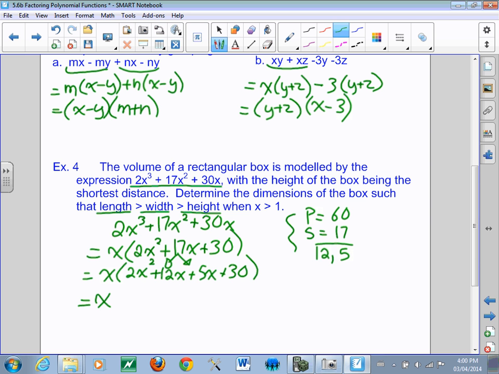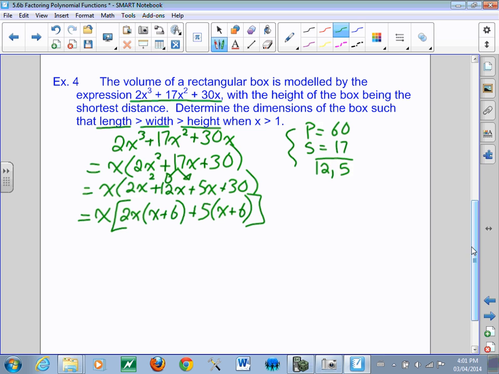Leave the x out front, do a big bracket. What's common in the first two terms here inside the bracket is 2 and x. So we're left with x plus 6. And what's left in the second two terms is 5 and x plus 6. Big bracket at the end. We're getting through this, guys. Although it looks hard, it's not that difficult. So we're going to have x plus 6, and our leftovers is 2x plus 5.